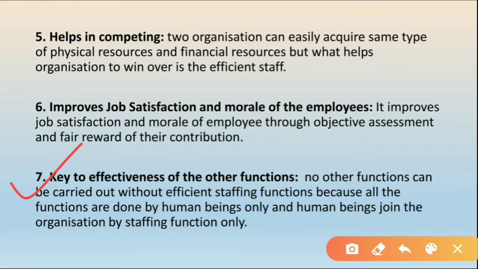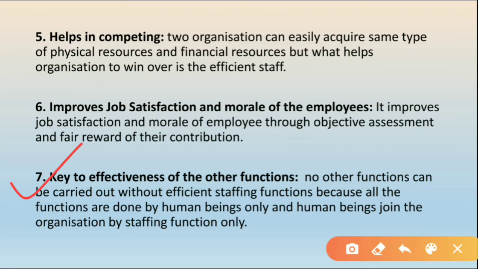No other function can be carried out without an efficient staffing function, because all the functions are done by human beings only, and human beings join the organization by the staffing function only. Students, it is a key to effectiveness of the other functions. In an organization, there are many other functions which are carried out. Now all the functions are done by whom? As I said, the human resources are the working element of the organization. All the operations are carried out by humans only.